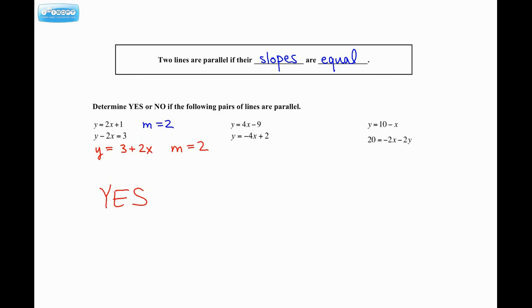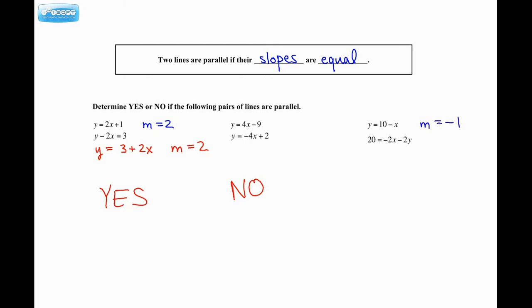The next one is obvious. No. They are both written in slope-intercept form, so we can tell this has a slope of 4, this has a slope of -4. Different slopes, they're not parallel. That was easy. Next, we have y equals 10 minus x. So from here, we can tell the slope is -1.